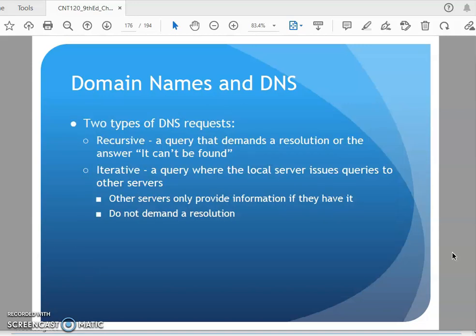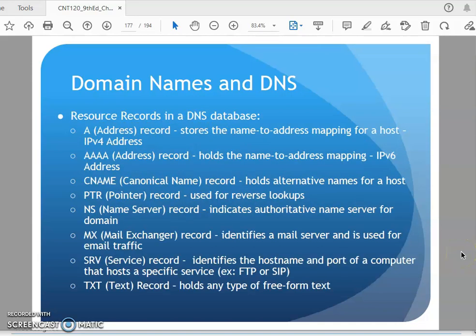There are two types of DNS requests, recursive and iterative. The recursive, a query demands a resolution or it can't be found. An iterative is going to try the local server and to query other servers. And it's going to try, but it's not going to demand. It's going to try to find a result for you.